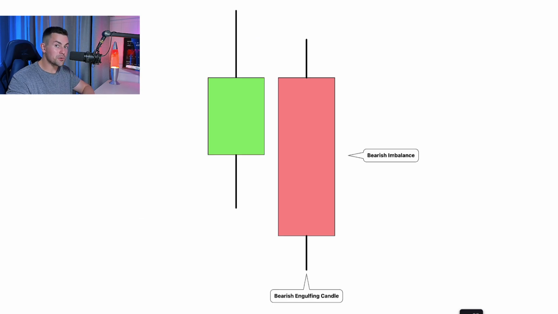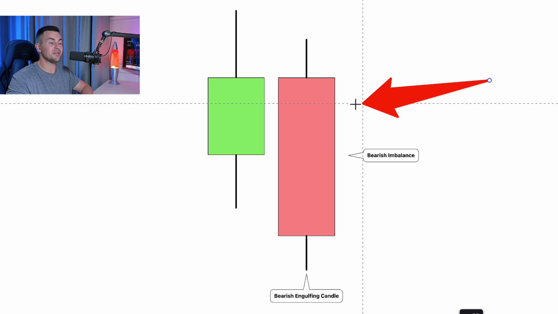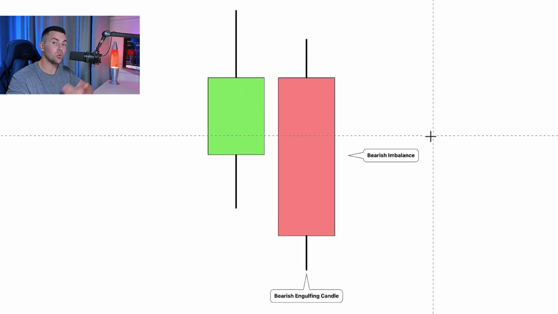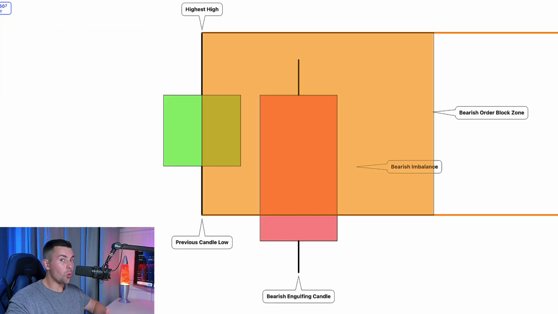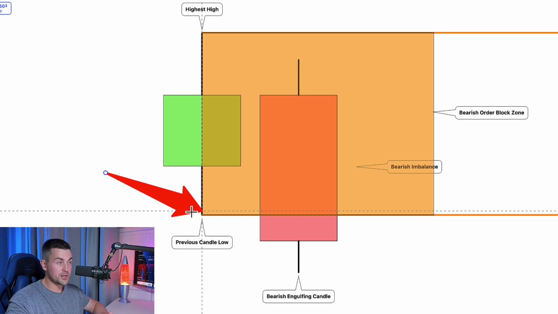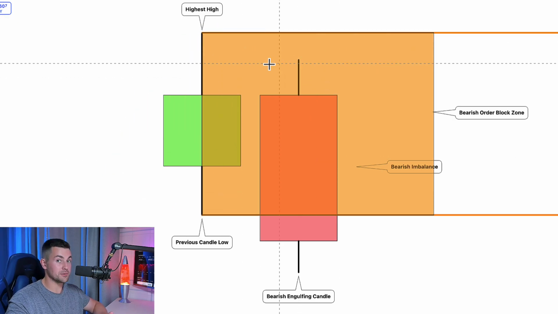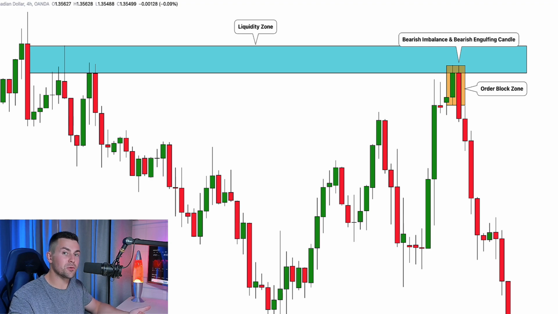And a valid bearish imbalance to me is the formation of a bearish engulfing candle, the candle that engulfs the range of a previous bullish candle with its body. Bearish order block zone will be based on the low of a previous bullish candle and the highest high based on these two candles. Here's the example of a valid bearish order block zone on a dollar CAD pair based on a bearish imbalance. And there's one technical indicator that will help you to identify such order blocks.